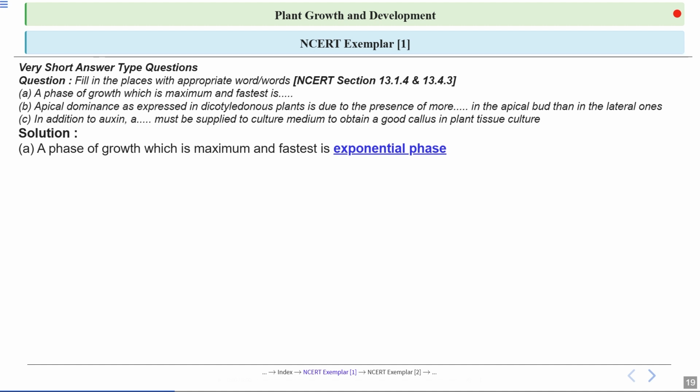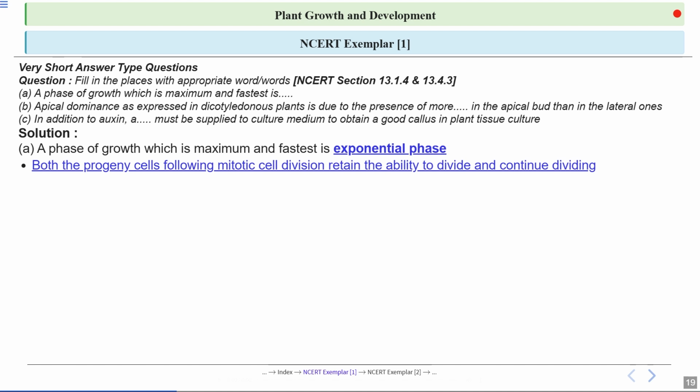So if you see the first statement, a phase of growth which is maximum and fastest is, what does this mean? It means exponential phase, right? When the growth is at a very fast rate, that means it is showing the exponential phase. Now in the next one, the apical dominance as expressed in the dicotyledonous plant is due to the presence. So here both the progeny cells following the mitotic cell division retain the ability to divide and continue dividing.